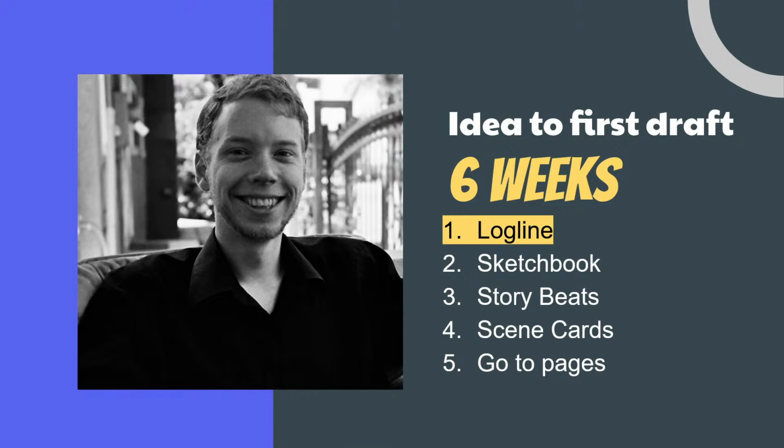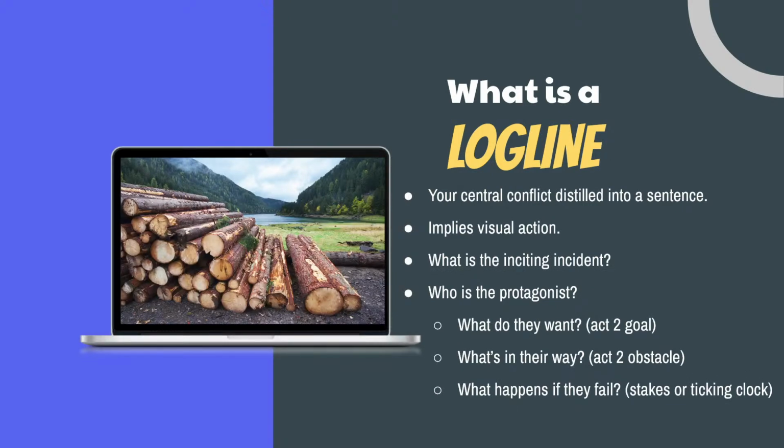So let's look at step number 1, which is going to be loglines. A logline is the central conflict of your show distilled into one sentence. So try to get this down to one sentence, but it might take you writing the longer version in order to distill it down to the most important version. If it takes you 3 or 4 sentences just to get everything out, and then you can pick out what's important, go ahead and do that.